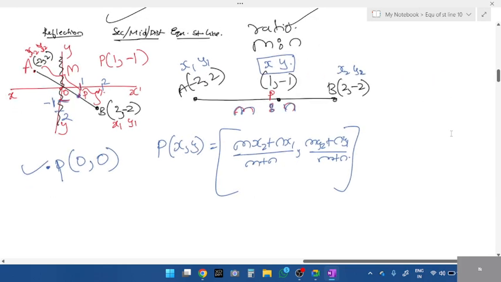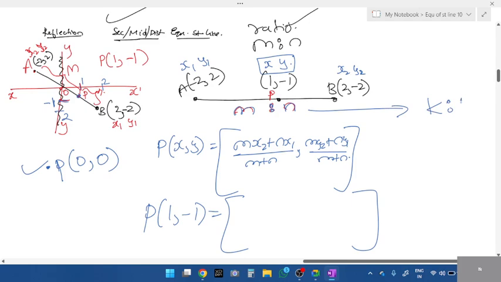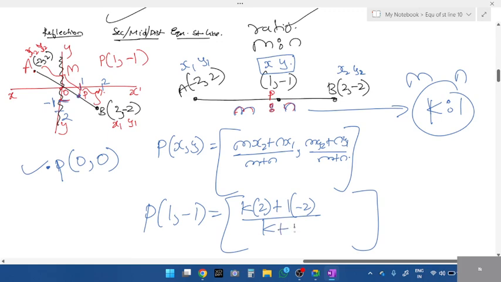Now let me solve, we'll get the ratio. P x comma y is 1, comma -1. M and n is not given. So this m and n, for calculation purpose, take it as k is to 1, students. All of you will remember this. Whenever m and n is asked, if you don't take k is to 1, you won't get the answer. Whenever a ratio is asked, always take k is to 1, which means m is k, n is 1. Now k into x2, x2 is 2, plus 1 into x1, x1 is -2, divided by k plus 1.